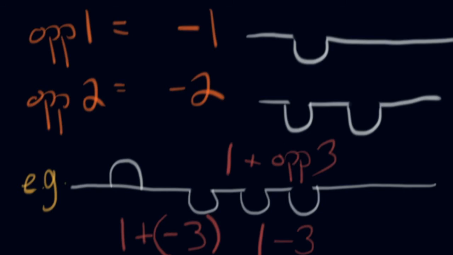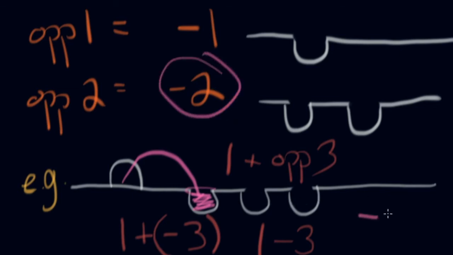But let's just do this question. If I actually filled that little hole up, that's my snow sound effect, what would you be left with? Opposite 2, wouldn't you? And what is opposite 2 really? It's negative 2. 1 plus negative 3 is equal to negative 2, or 1 minus 3 is negative 2.